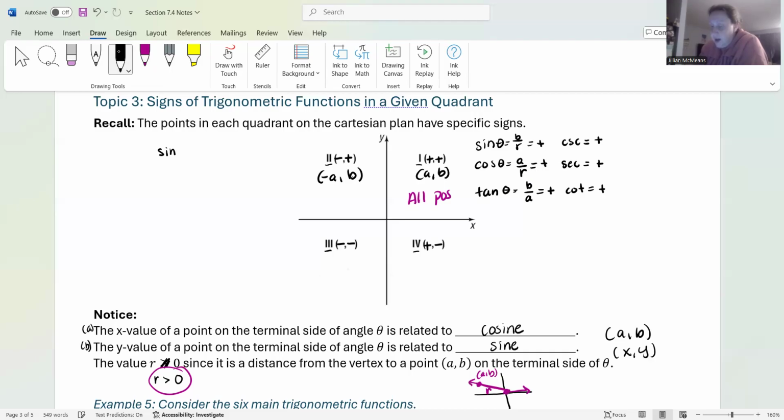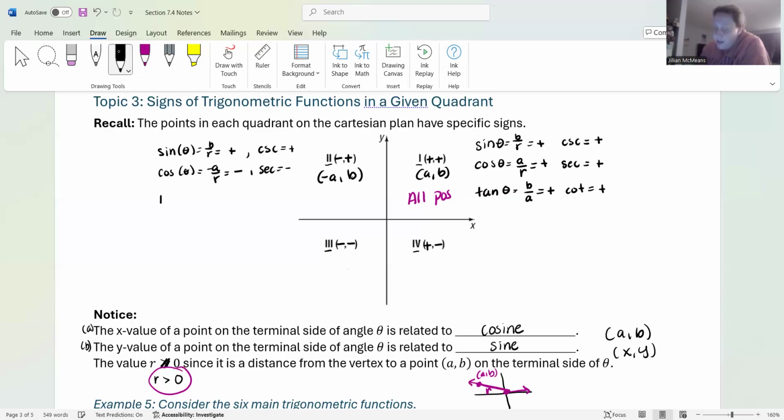So we have sine of theta, which is B over R. B is positive, R is positive, so sine is positive. And remember, cosecant is the reciprocal of sine. If sine is positive, cosecant is positive. Now, cosine of theta is A over R, but in this case, A is negative. So we get negative A over R, which makes cosine negative. And remember, secant is the reciprocal of cosine. So if cosine is negative, secant is negative.